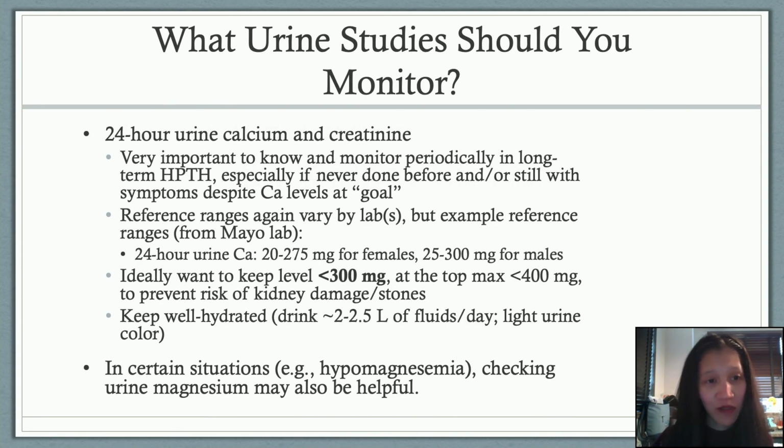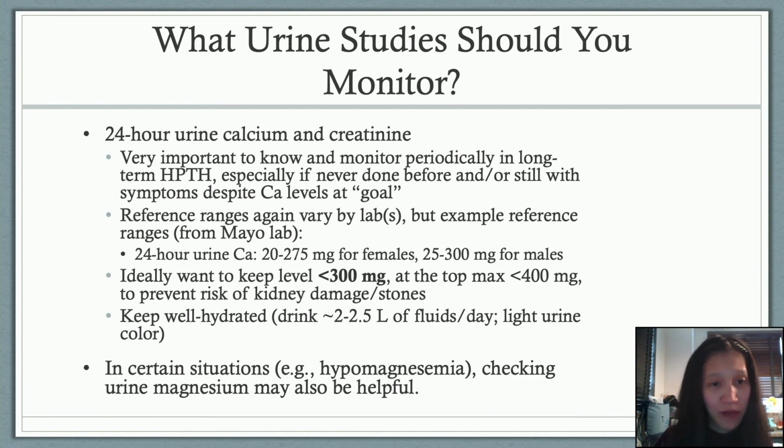So what urine studies should you monitor? Well, first of all, as my sister mentioned, one of the main things is the 24-hour urine calcium and creatinine. It's very important to know and monitor periodically in long-term hypoparathyroidism, especially if you've never done it before and/or you're still with symptoms despite calcium levels that are at goal.